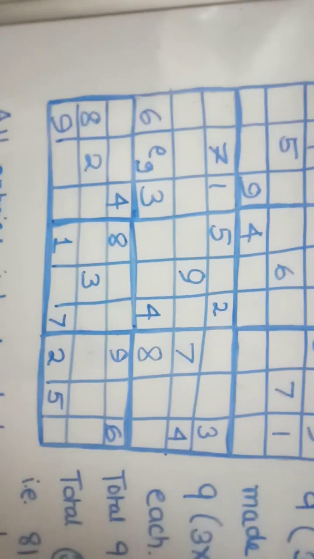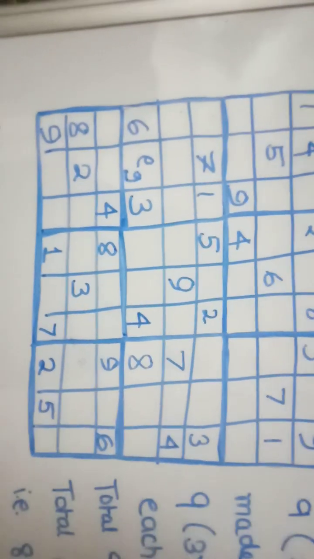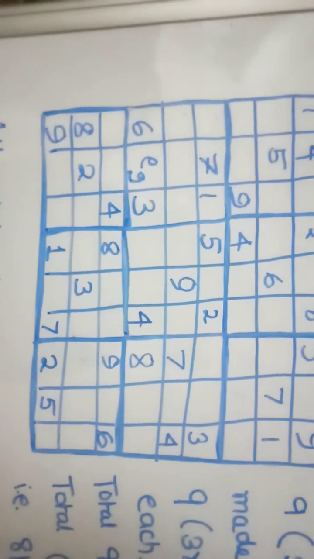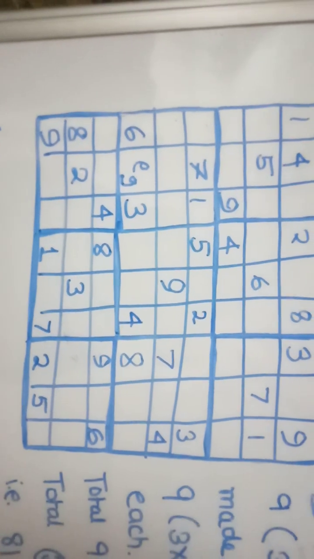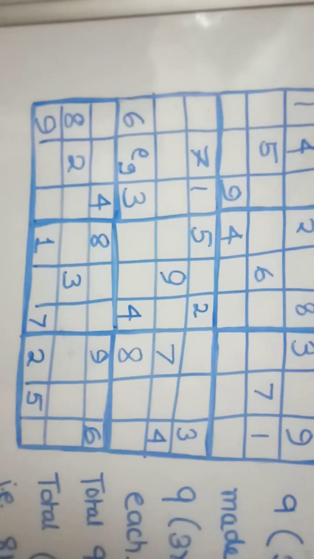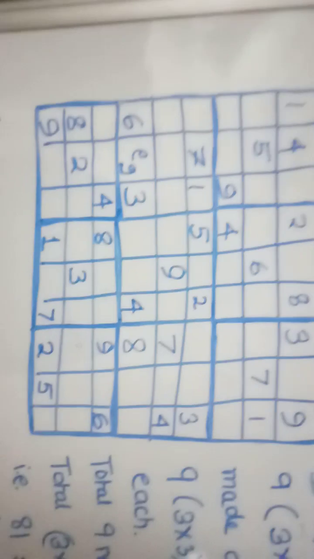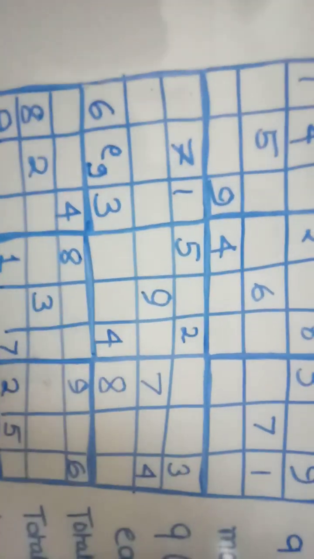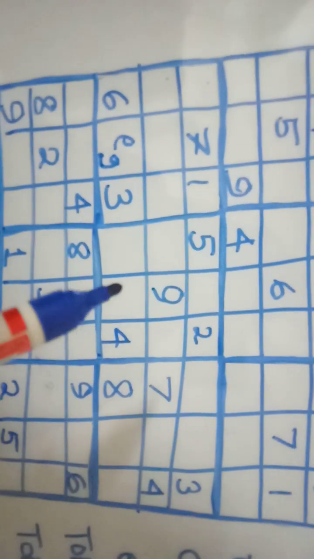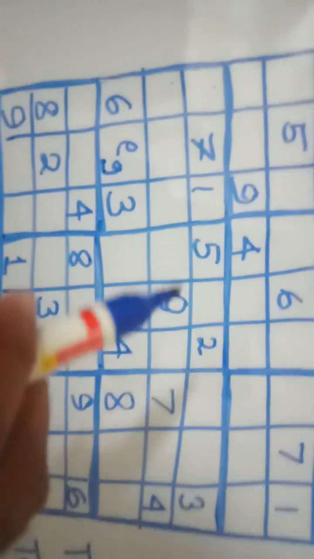E9. Awesome. E9 is our entry for 9. Now we'll look at the middle row of 3 blocks. Look at the middle row of 3 blocks and let us try to find where the 3 must lie here in this one.